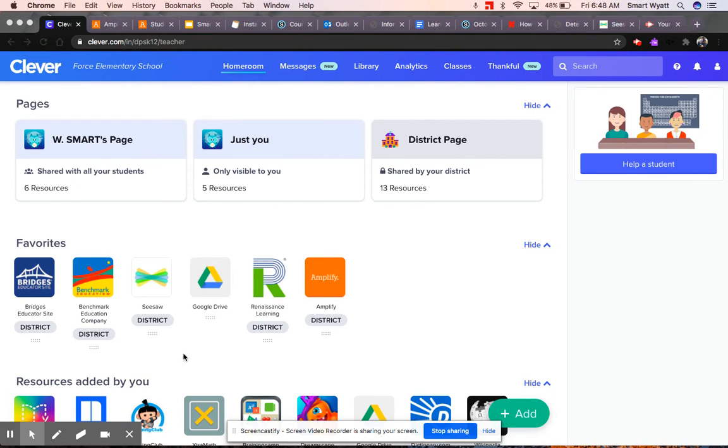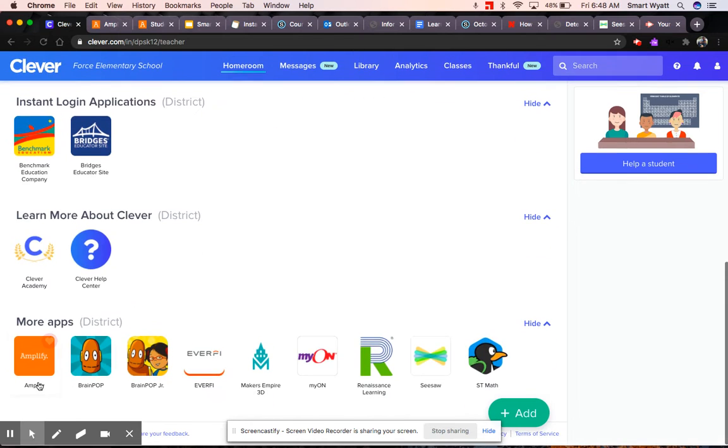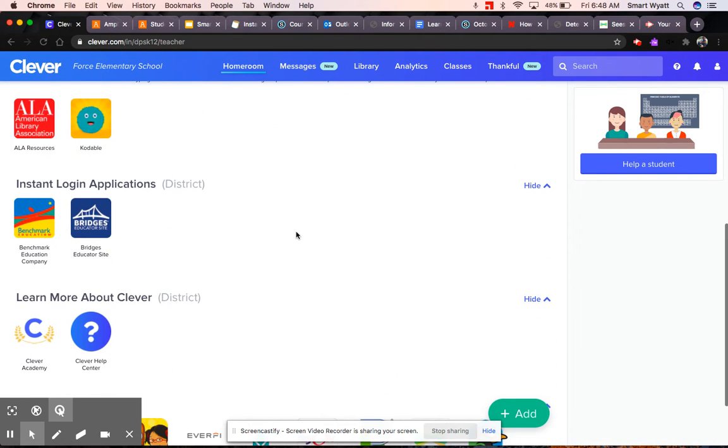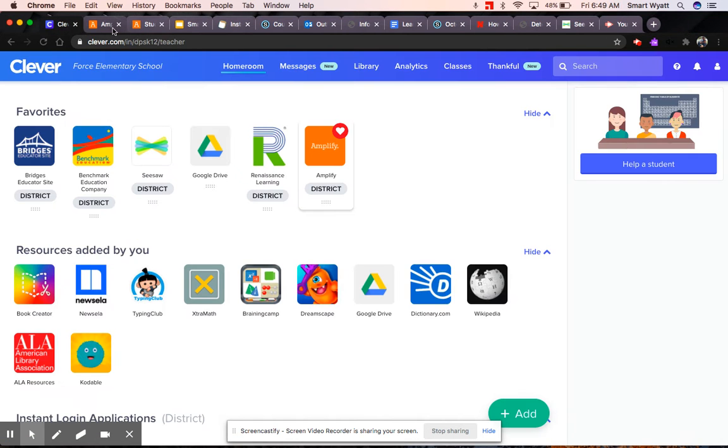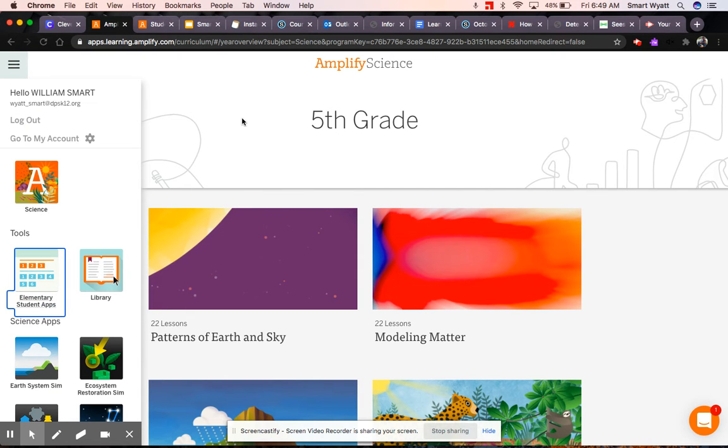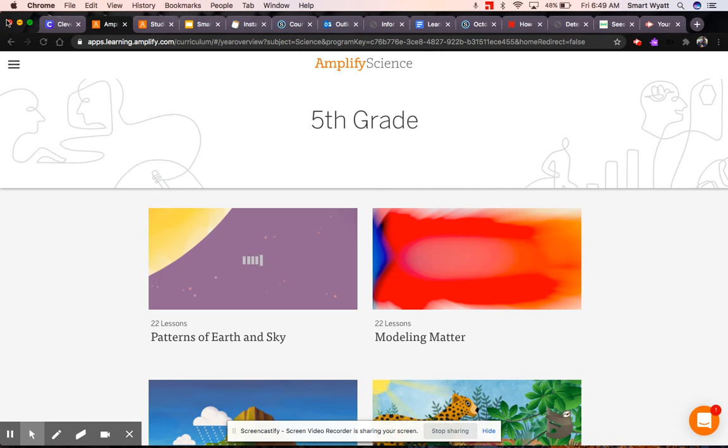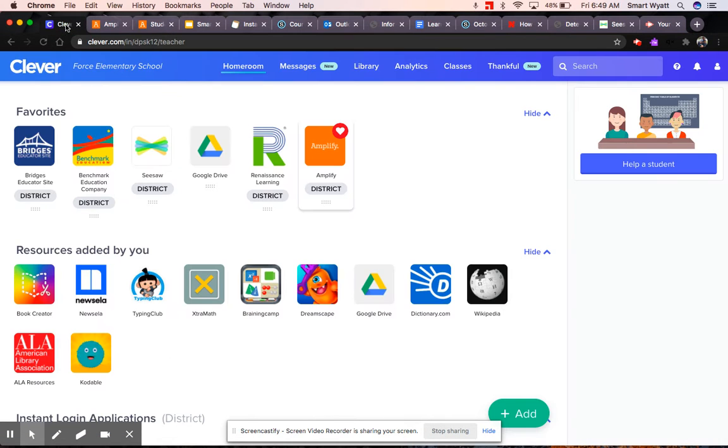I'm assuming you're already in Clever. You have to know how to get into Clever at this point, right? Here's my Amplify. Some people have Amplify down here, but either way, click on Amplify. You're going to get into your simulator or the student stuff here, and it looks like this. And you click on that. And of course, that's not the right one.